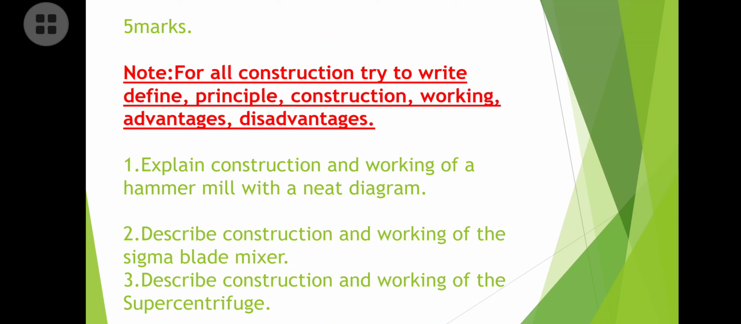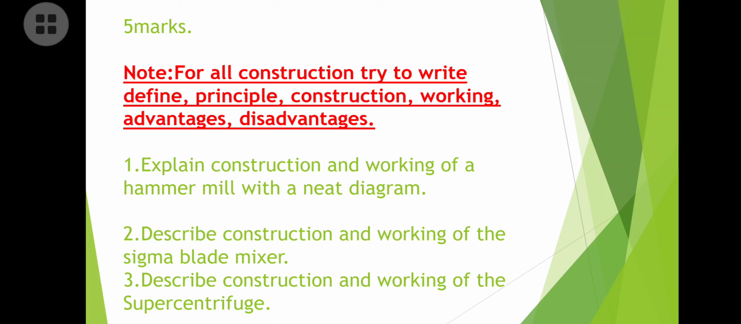Note, for all construction questions try to write definition, principle, construction, working, advantages and disadvantages. You have to keep this in mind. First, define and explain the construction and working of the hammer mill with a neat labelled diagram. Sometimes they will ask this hammer mill in 10 marks also. Principle is very important. Write the principle in 5 to 6 lines. Okay, then go for construction, working, advantages and disadvantages.